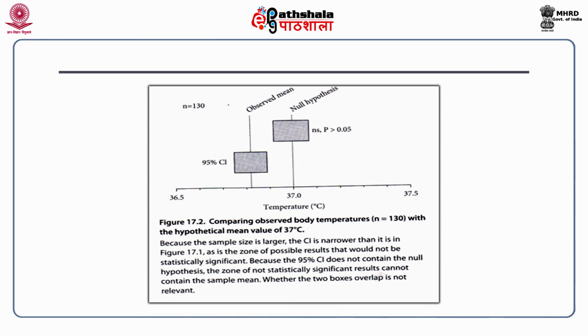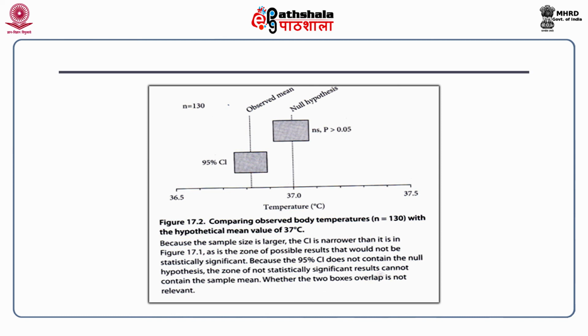So in this case you can see that the observed mean and 95% CI around that observed mean do not include that 37, that is our null hypothesis. So whether the two overlap or not is not the question here. Here there is no overlap, but in our earlier case there was an overlap. It doesn't matter. My point is: does the 95% CI include that null hypothesis or not? In this case the null hypothesis 37% is not included in the range defined by the 95% CI.